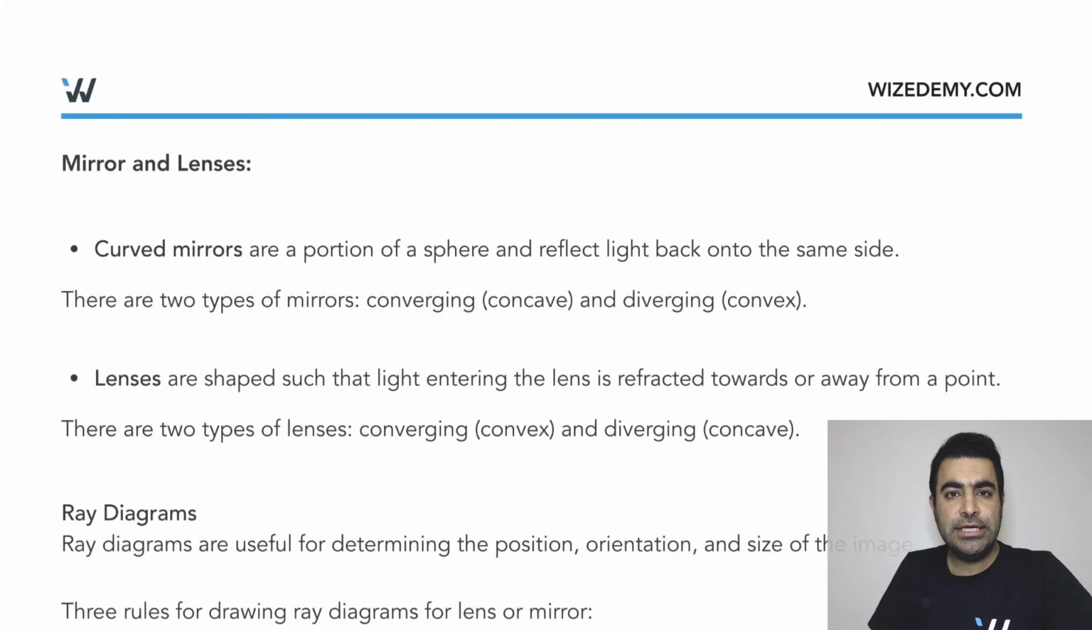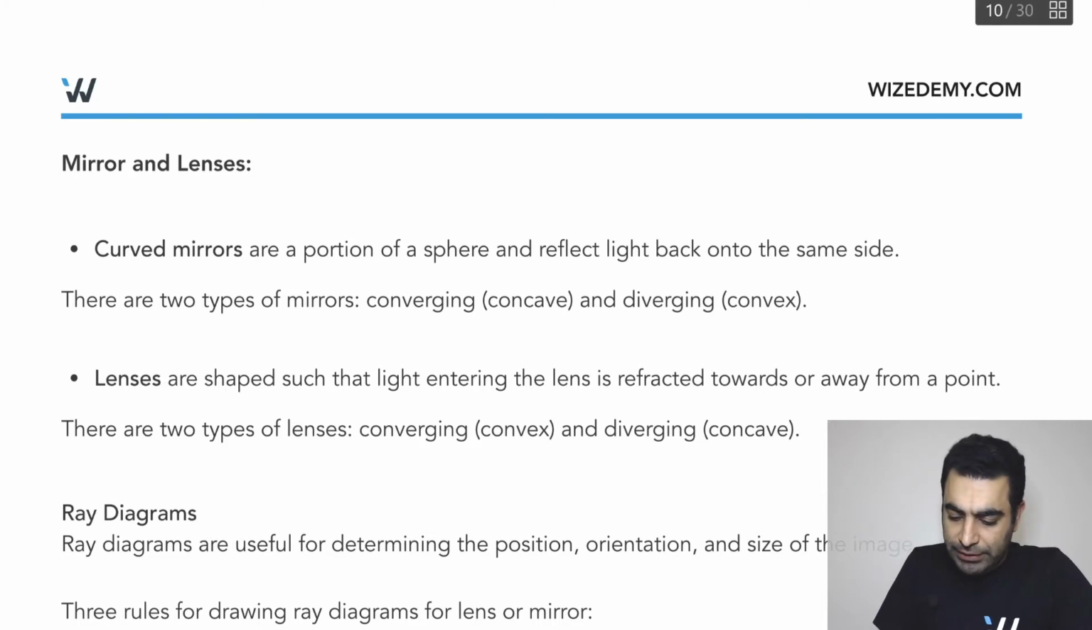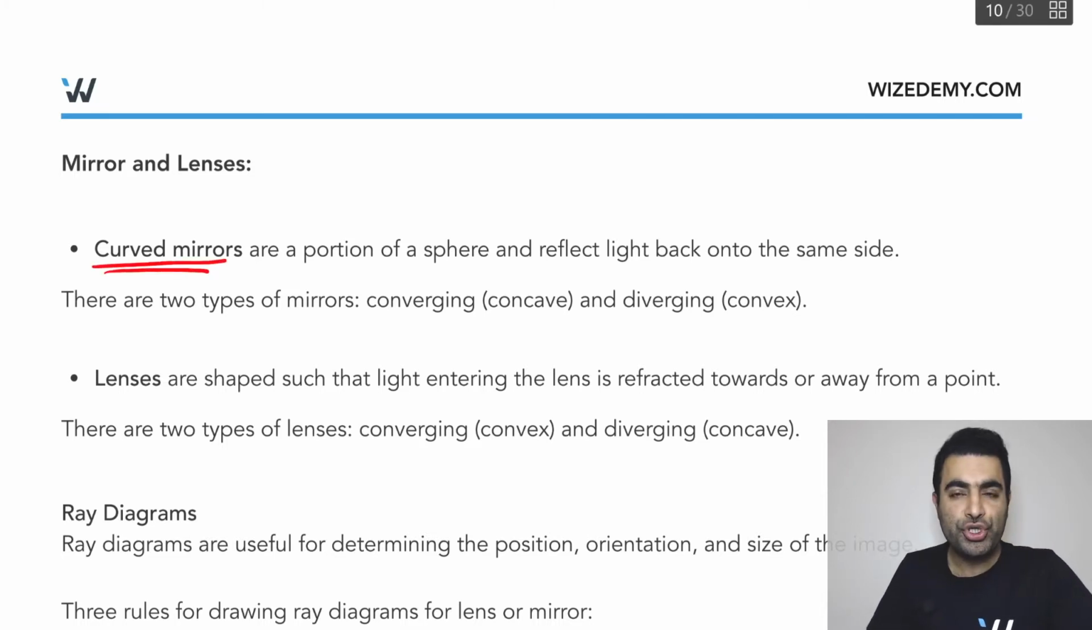Now let's see what is the image formed by the mirrors or lenses when we put an object in front of these optical devices. We define curved mirrors as mirrors which look like a portion of a sphere. In general, we can have two types of curved mirrors.